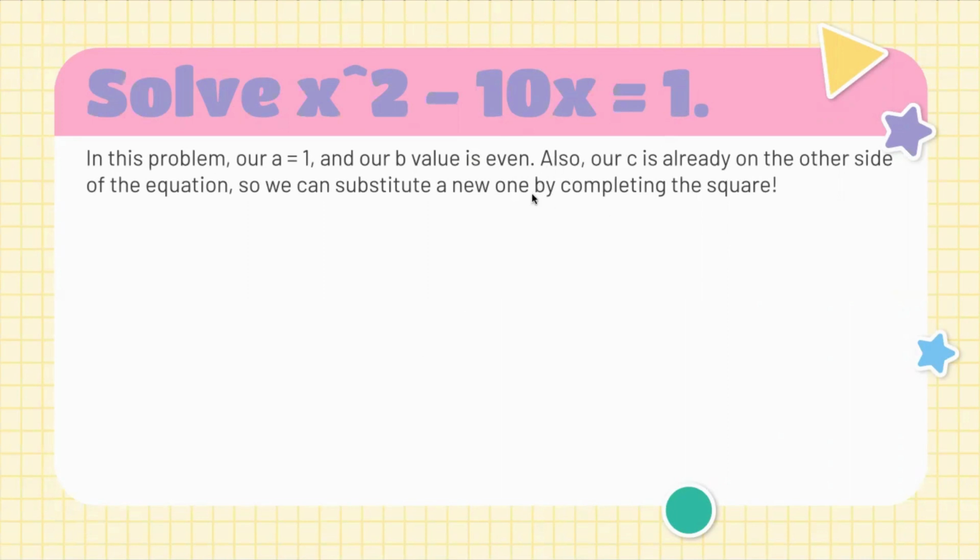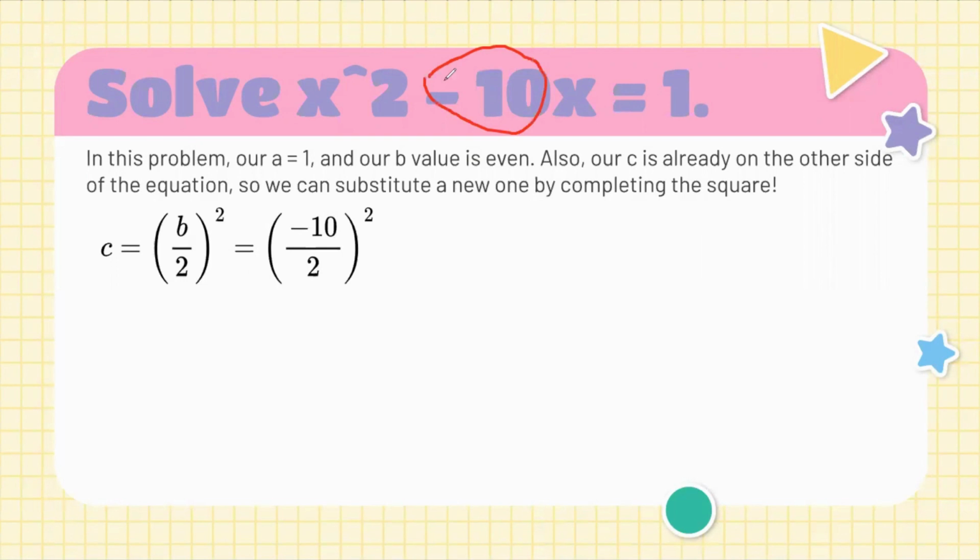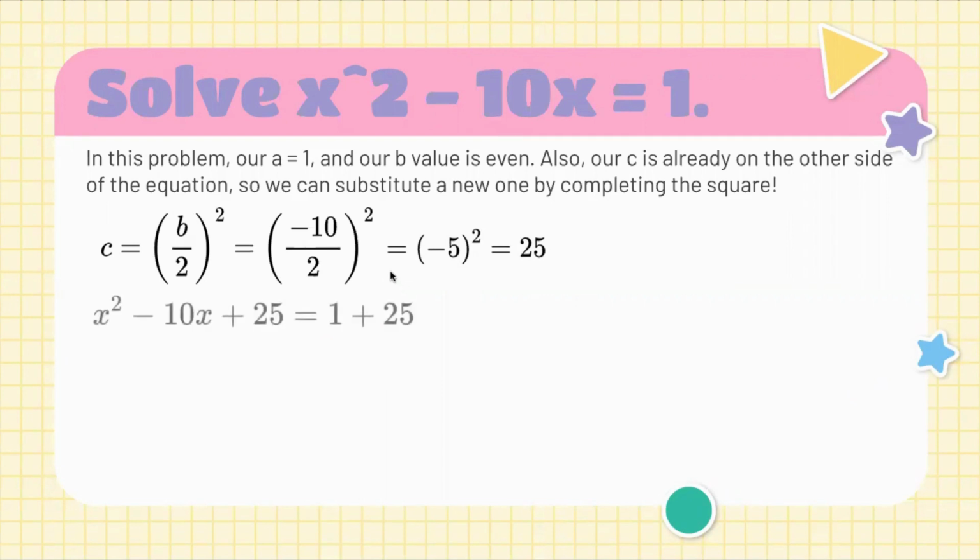So remember, to calculate your c value, it's going to be your b value divided by 2 squared. In this case, our b value is -10, so -10 divided by 2 is just -5 squared, and that would equal 25. Now that you found your c value, you can go ahead and add it to both sides of your equation. So it'd be x squared minus 10x plus 25 equals 1 plus 25.